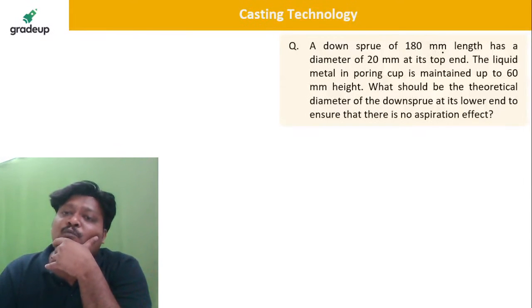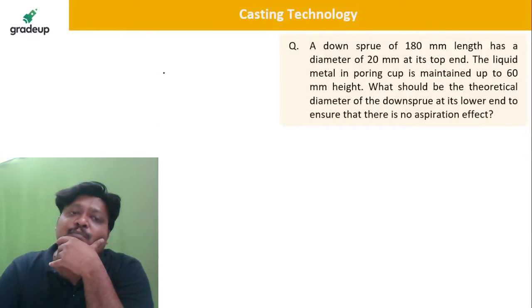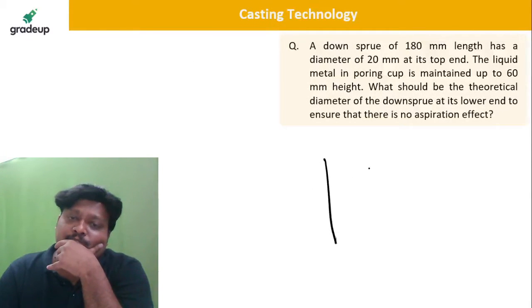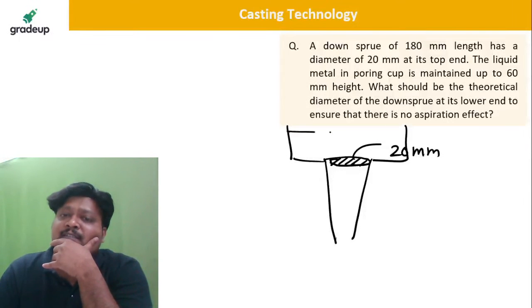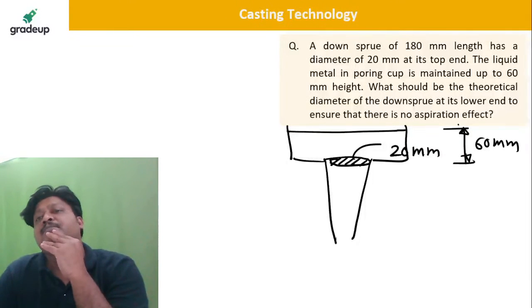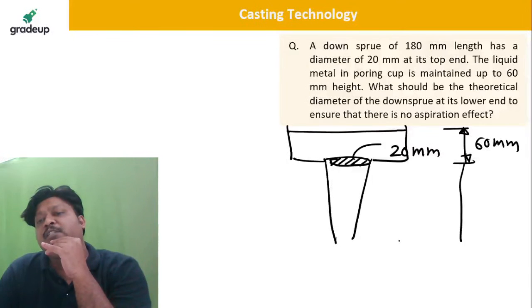A down sprue of 180 mm length has a diameter of 20 mm at its top. Down sprue is there. So diameter is how much here? 20 mm at the top. Okay. And in the cup, how much liquid is maintained? Up to 60 mm height. Okay. And length of the down sprue is how much? It is 180 mm.